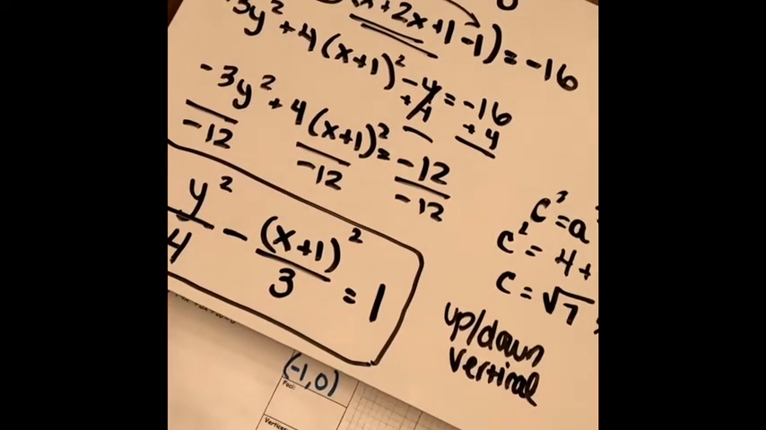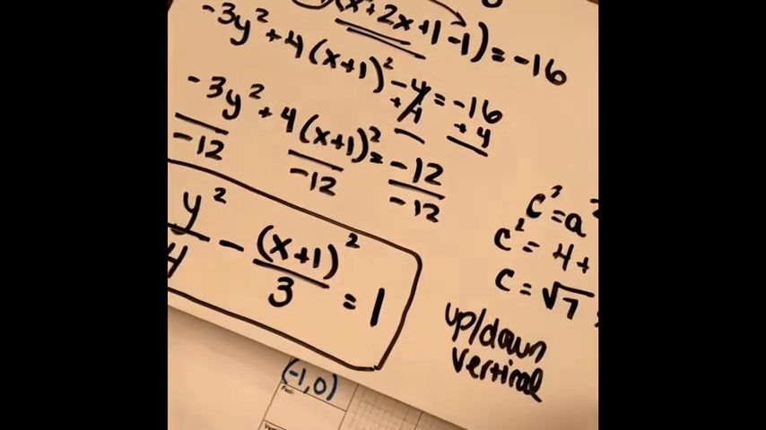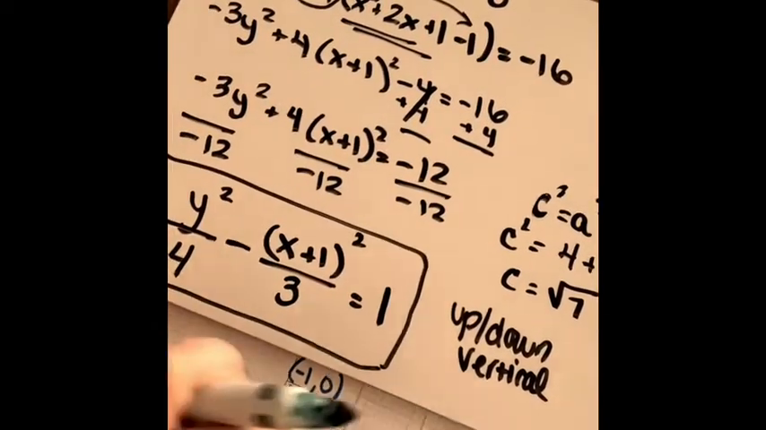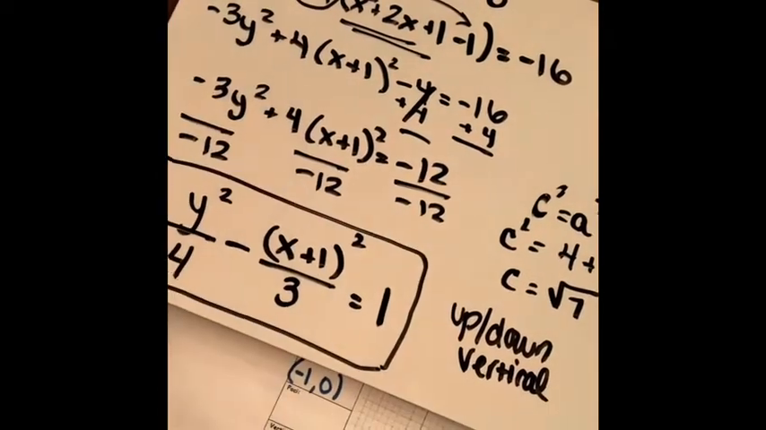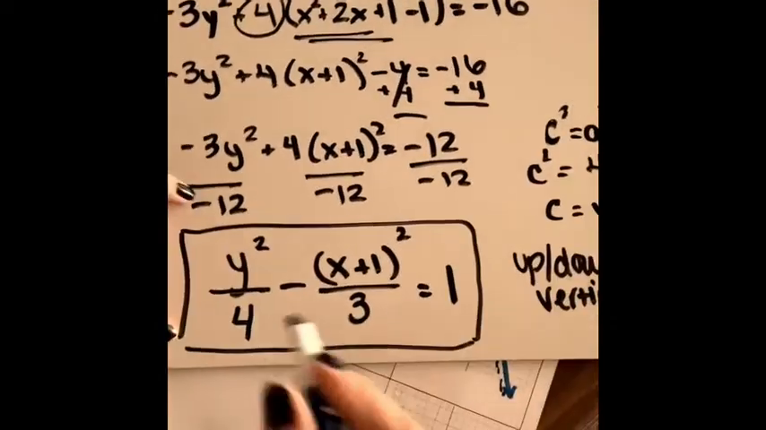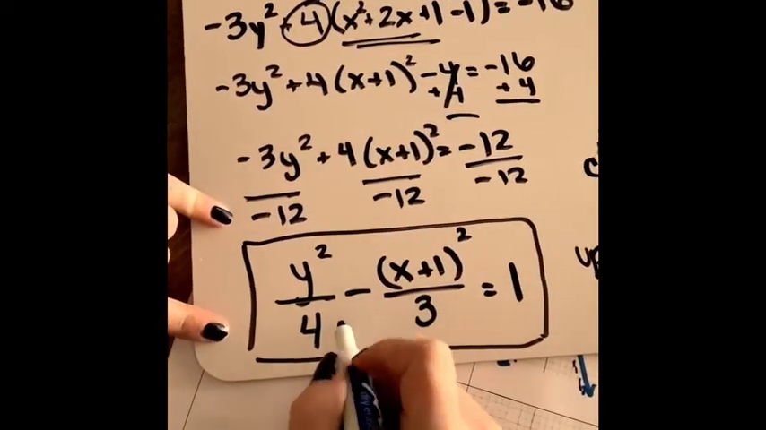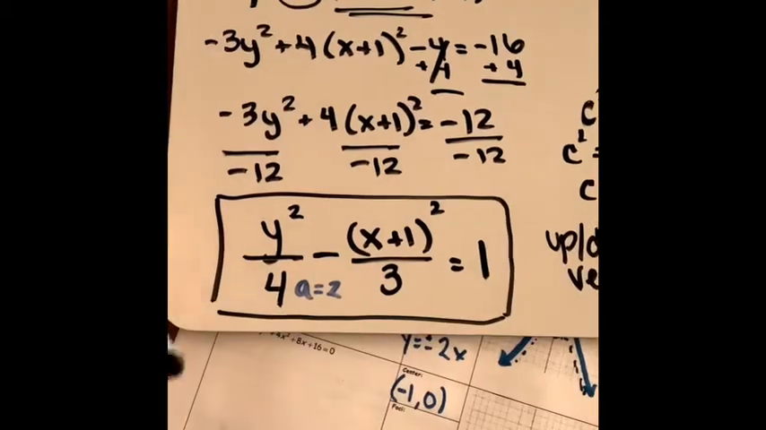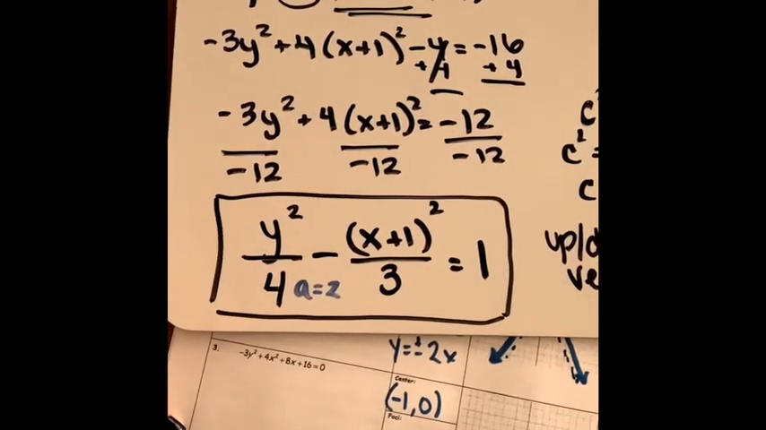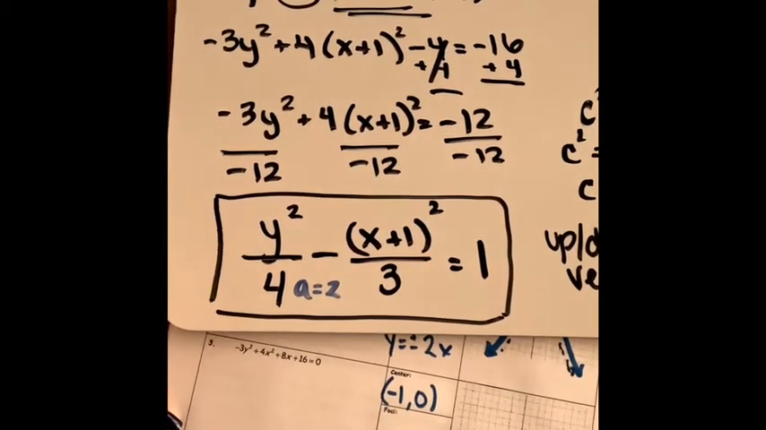We know that we are going up, down. So we're going to count up and down our a value, right? So the a value, remember, is taking the square root. So the square root of 4, a is 2. So we're counting up 2 and down 2.